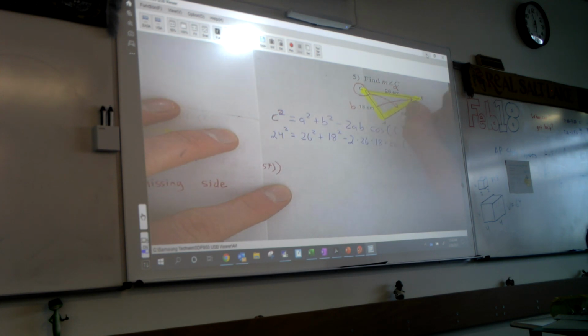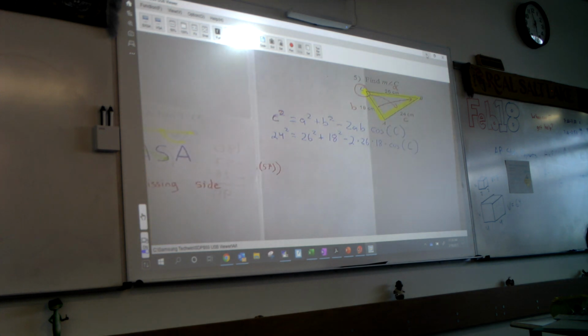Now, I don't know what angle C is, so I'm just going to leave that there. Now, when we were solving for a missing side, it was easy. We just put it all in our calculator. This one's not quite as easy. We're going to have to do some algebra here, some simplifying and working backwards, solving. So, Mindy, I want you to find out 24 squared, Melissa, 26 squared, Caroline, 18 squared, and then Louisa, if you'll do negative 2 times 26 times 18.